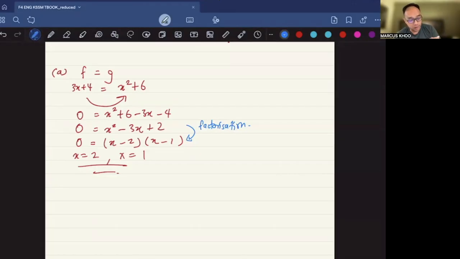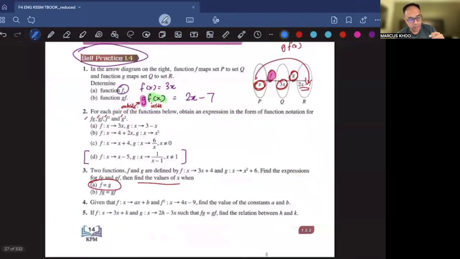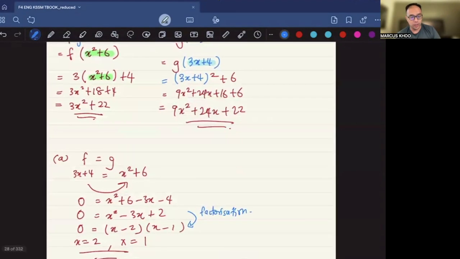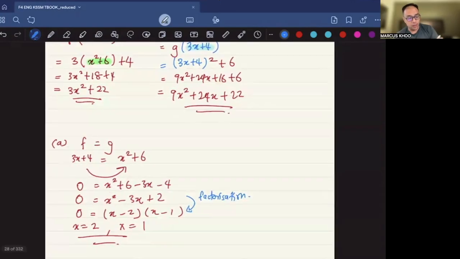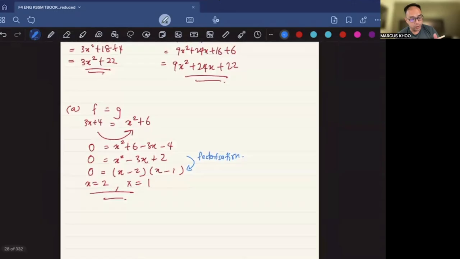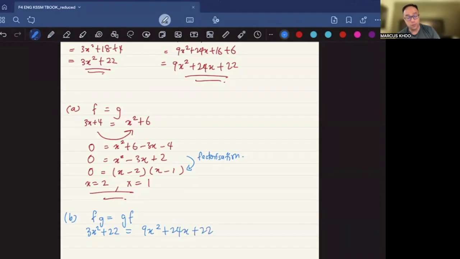The second one is fg equals gf. So just now we found fg and we found gf. Now we're going to equate them. Let me write this a bit nicer. So fg equals gf. So 3x squared plus 22 equals 9x squared plus 24x plus 22.